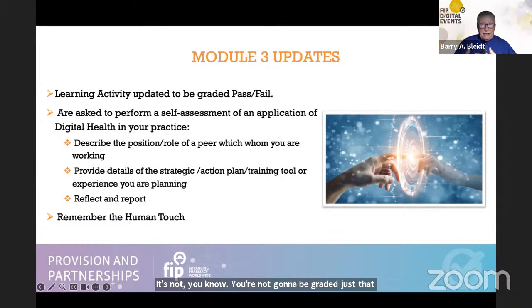And I guess the key thing coming out of Module 3 that we wanted people to remember is the human touch. Digital health is very important, but we are dealing with humans, whether they're our students or our patients. We need to really look at remembering the human and doing that. So that concludes my update of Module 3. I'll pass it on now back to Naoko.